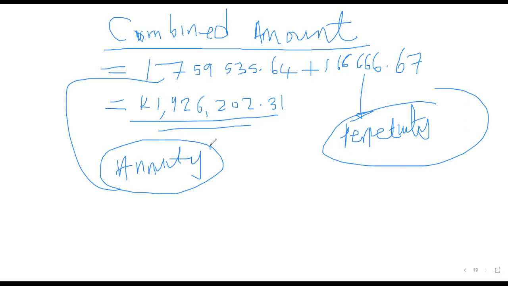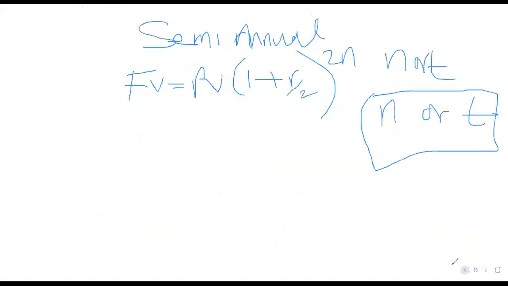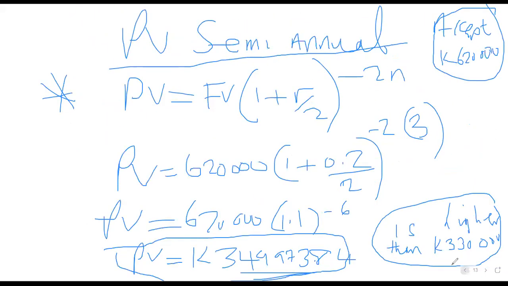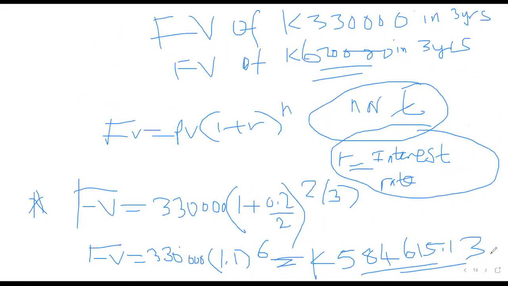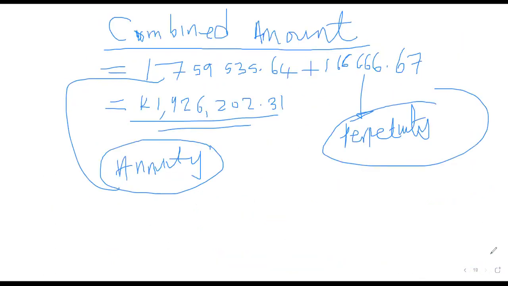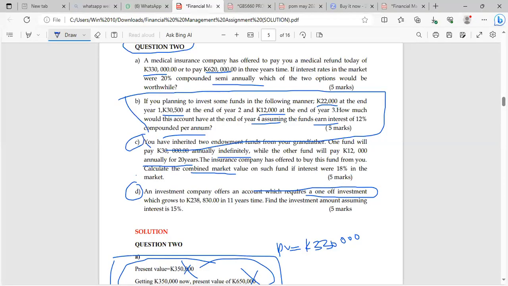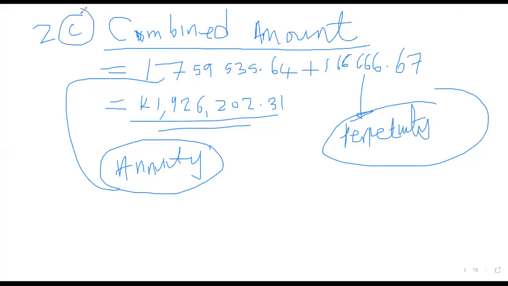This is number 2C. Let's check, let's just go back a bit. This is 2C. Yes, 2C for the combined amount. It's 2C. Let's go to 2D.